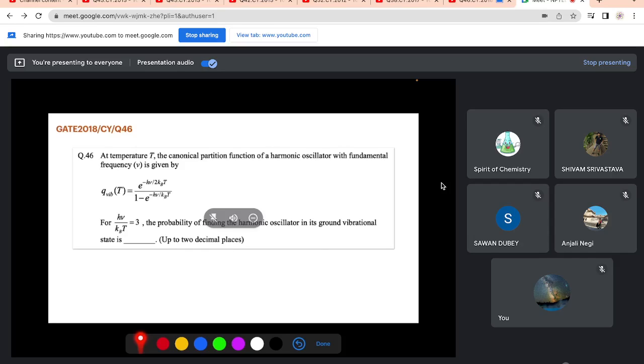So this expression will be e to the power minus E0 upon kBT, upon e to the power minus h nu upon 2 kBT, upon 1 minus e to the power minus h nu upon 2 kBT. Correct?